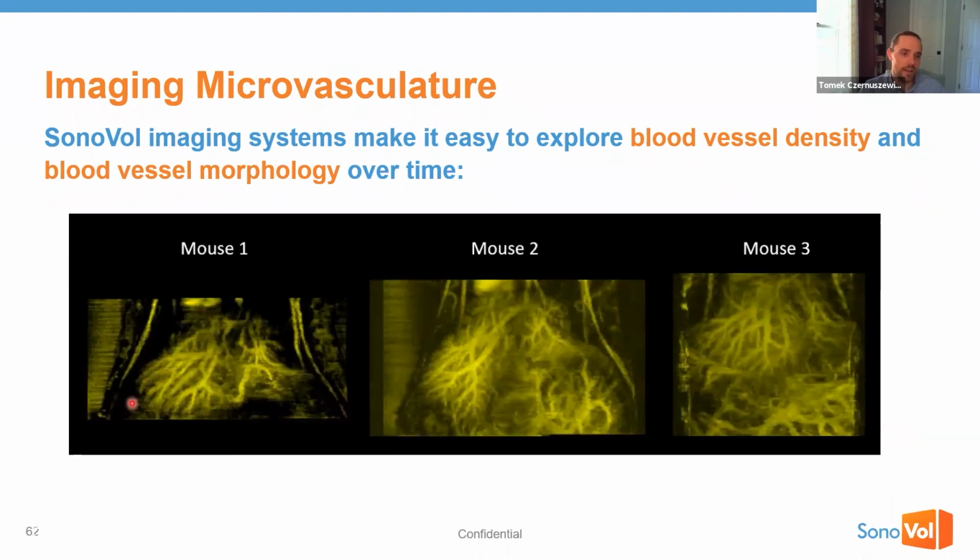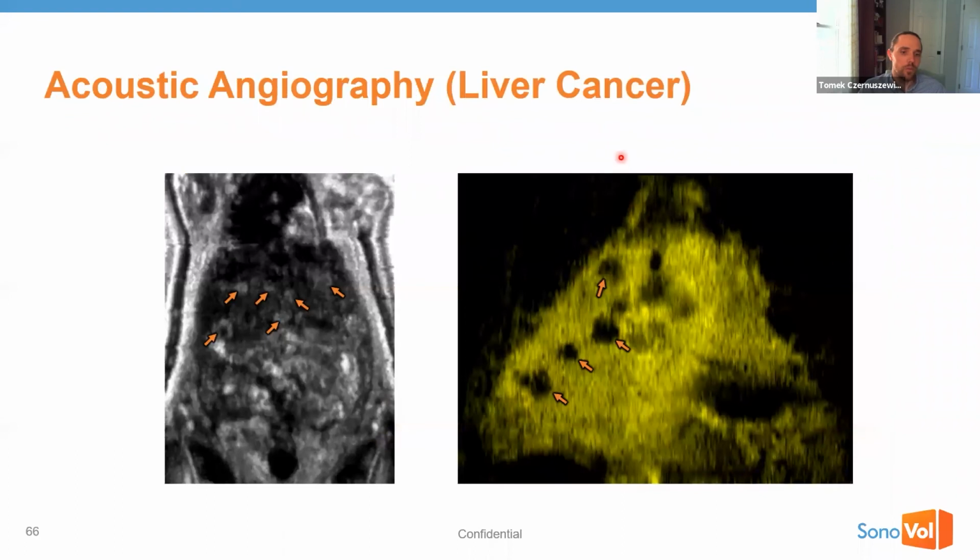We can see here the liver vasculature can be mapped out, and the architecture of the liver can be seen with this approach. We've also utilized this for evaluating liver cancer. It turns out that the liver is so highly perfused that anytime there's a tumor, these are liver metastases from a metastatic model, it actually creates a void in the perfusion map here. So these METs can be quantified by looking at negative contrast.